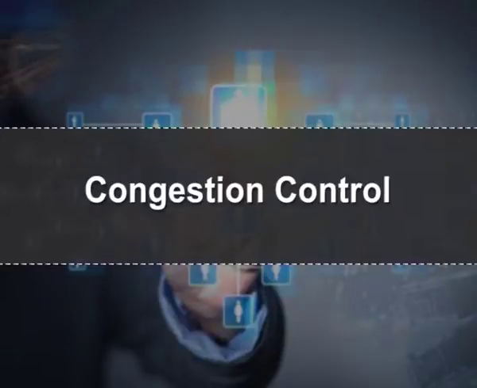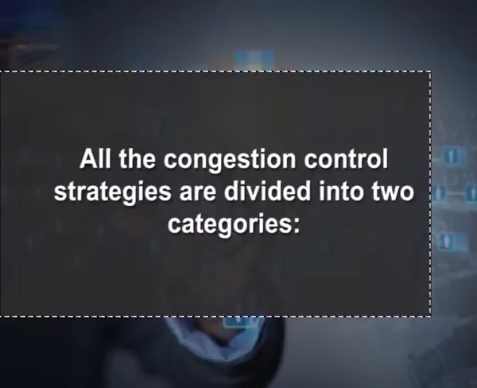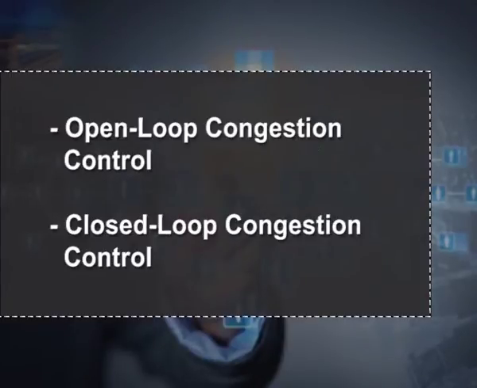Next is, what is congestion control? Congestion control refers to the mechanisms and techniques that can either control or prevent congestion. All the congestion control strategies are divided into two categories, that is open loop congestion control and closed loop congestion control. In open loop congestion control, different policies are used to prevent the congestion before it happens. In these mechanisms, congestion control is handled either by the source or by the destination. Next, we are going to discuss different policies that can prevent congestion.